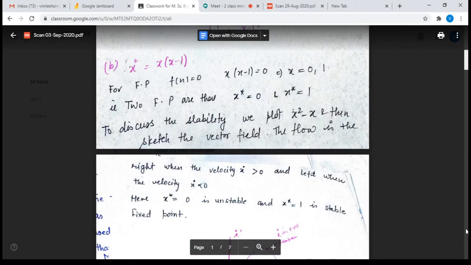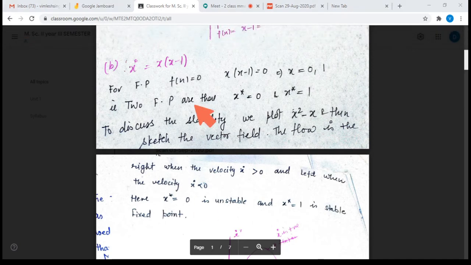Now we see another example. x dot equals x square minus x. For finding the fixed points, first substitute f(x) equals 0. We get x equals 0 and x equals 1. There are two fixed points, x asterisk equals 0 and x asterisk equals 1. To find the stability of these two fixed points, we plot the graph of x square minus x.